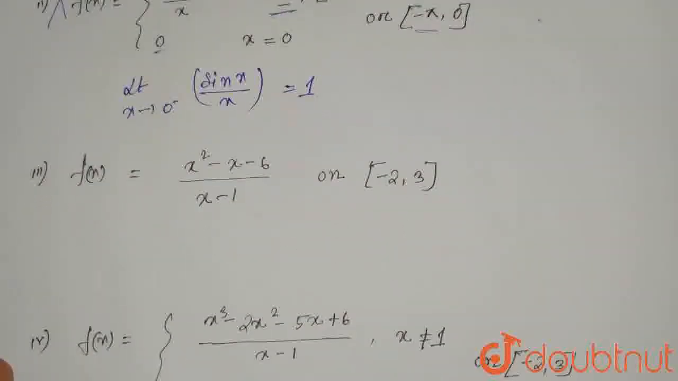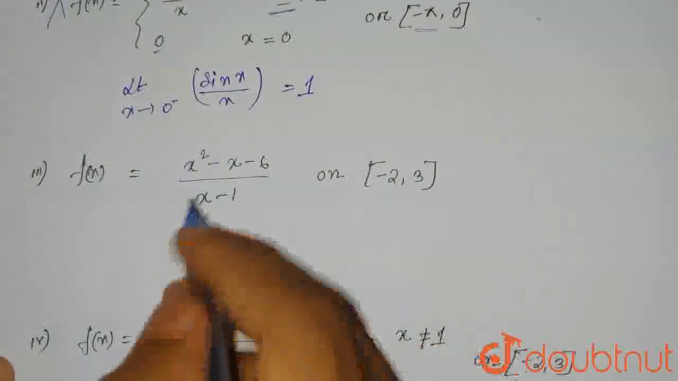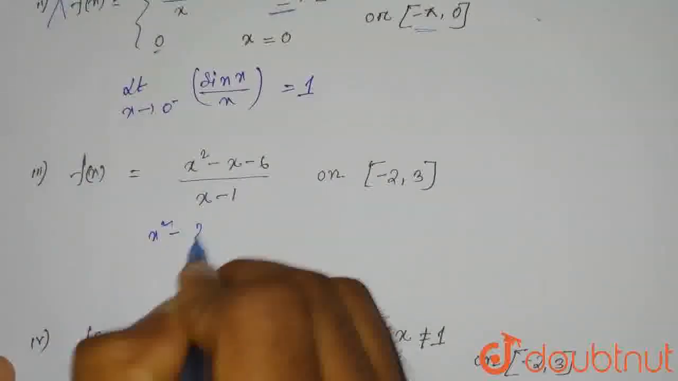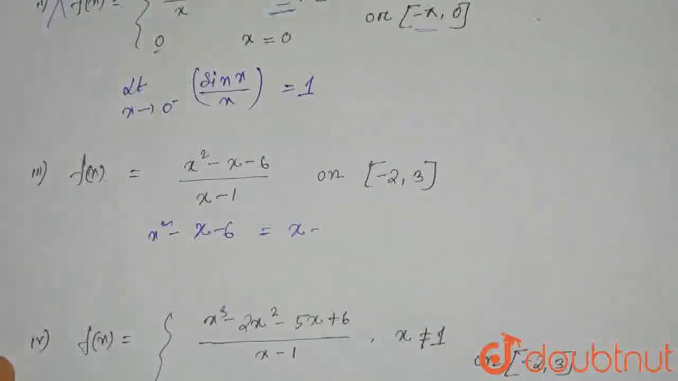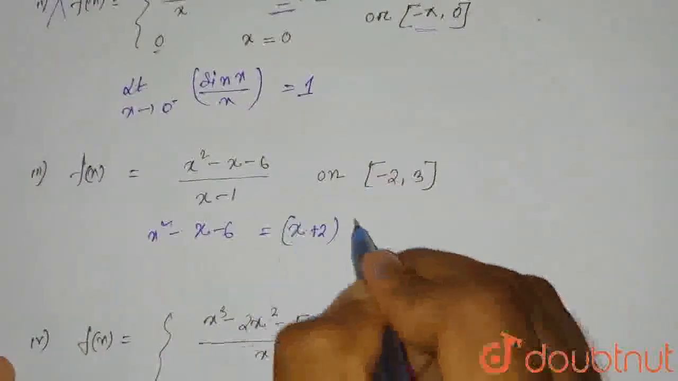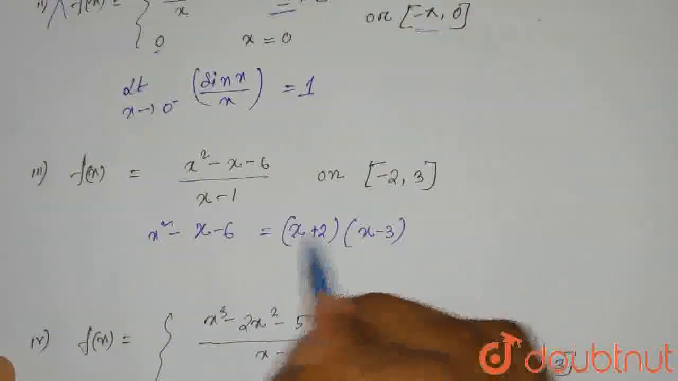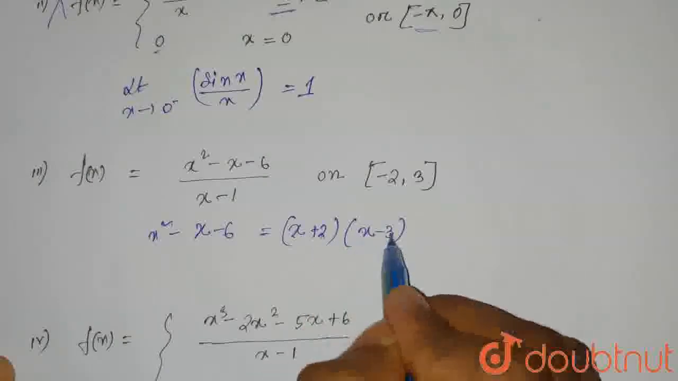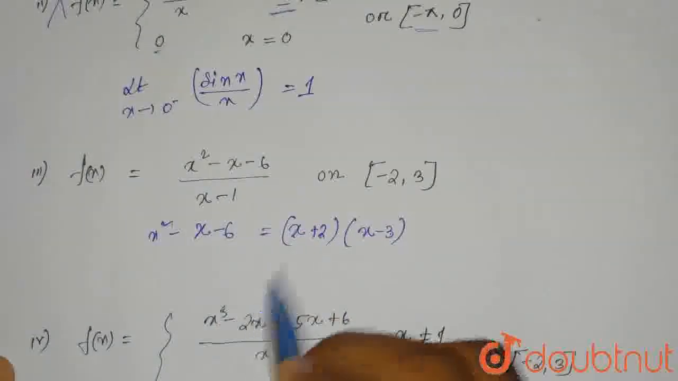Now let's consider the third one. If we look at the numerator, we can write x square minus x minus 6 as x plus 2 into x minus 3. Let's check it: x square, then 2x minus 3x, so it will be minus x, and then 2 times minus 3 will be minus 6. Okay, how did you do that?